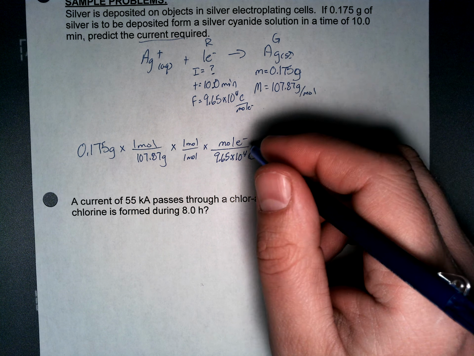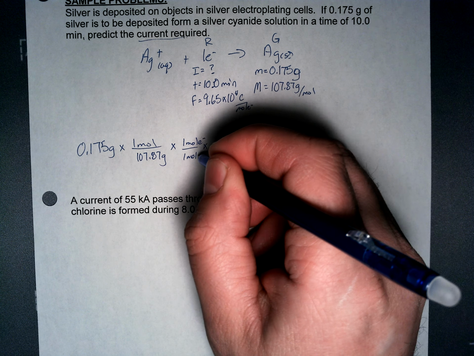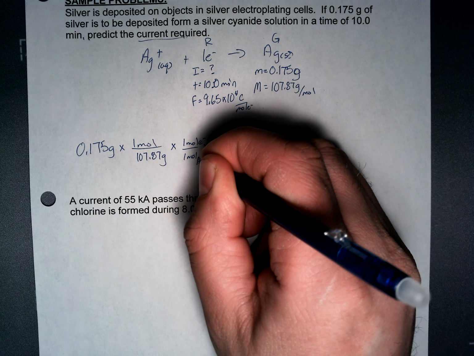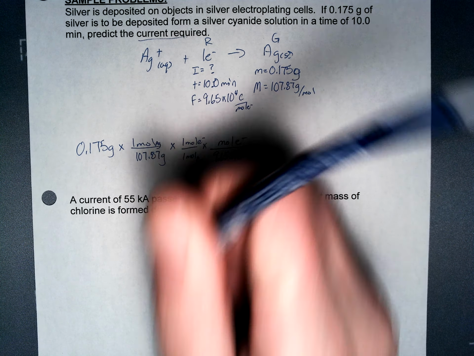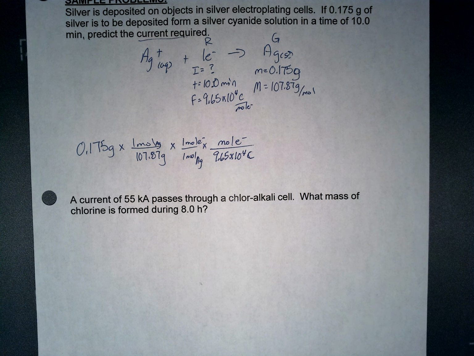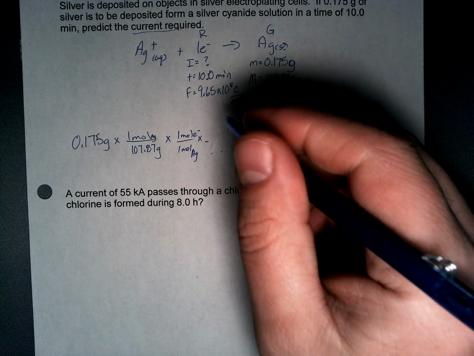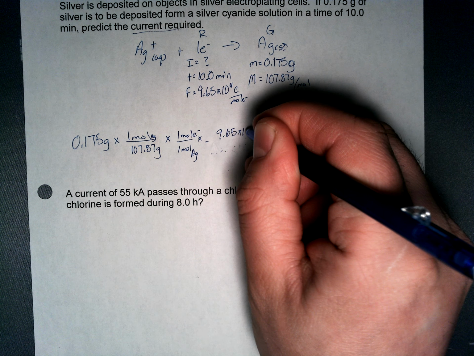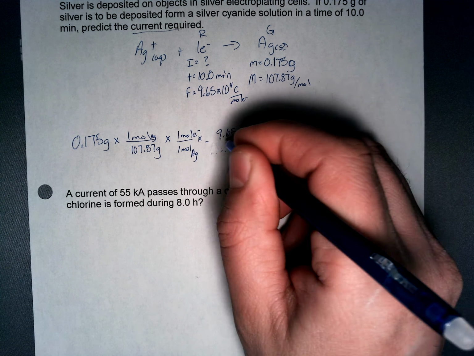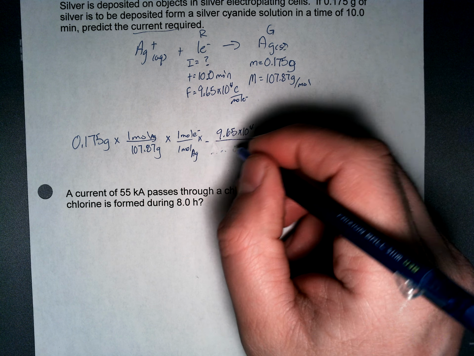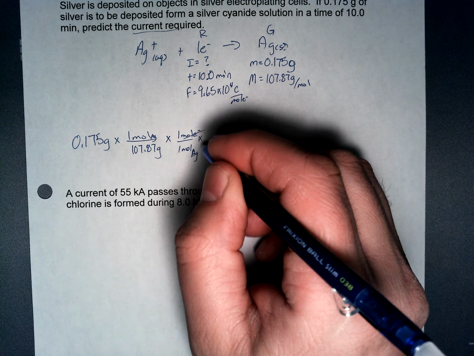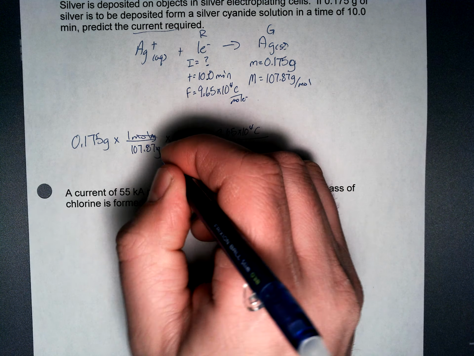Or sorry, no, this is moles of electrons, and this is moles of silver. Sorry, I got that backwards. The way I figured out that I did that wrong is because I know I have to have coulombs on top, since I need coulombs over seconds. So 9.65 times 10 to the 4 coulombs over moles of electrons. Now the moles of electrons cancel, moles of silver cancel, grams cancel.